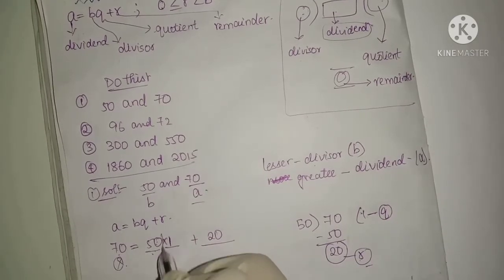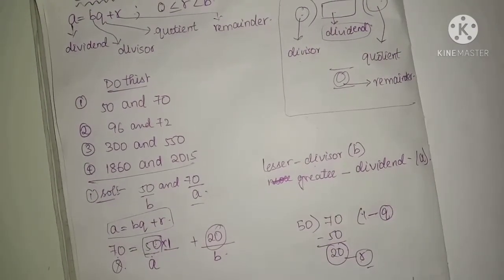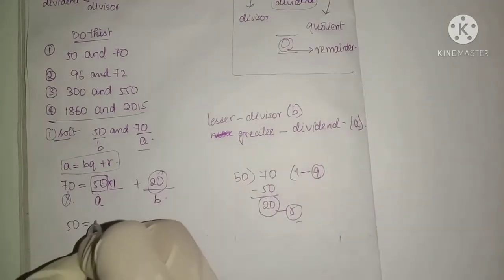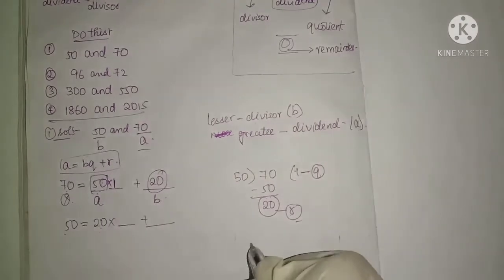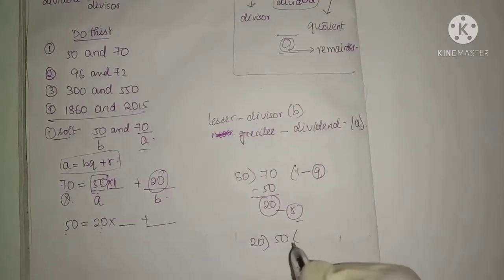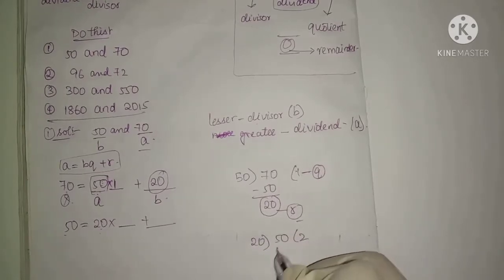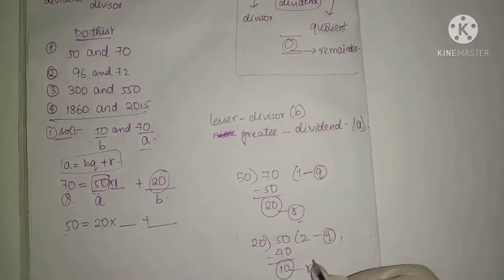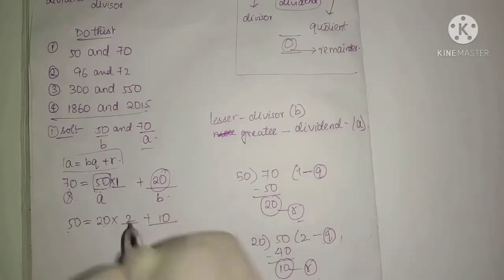We have to take this number as A and this number as B, and again substitute in the equation. So A is 50, B is 20. Again we have to find the quotient and remainder, so divide 50 by 20. 20 twos are 40, 20 threes are 60, so we take 20 twos. The remainder is 10. This is R, this is Q. For the second step, substitute R as 10 and Q as 2.